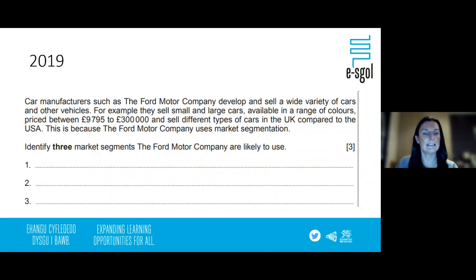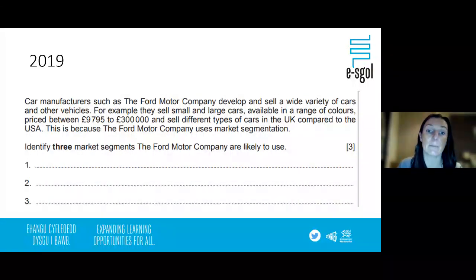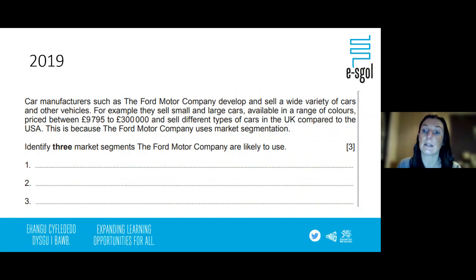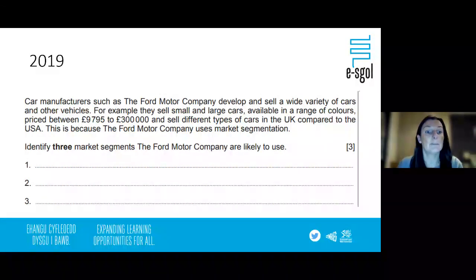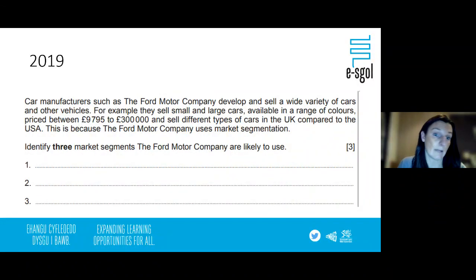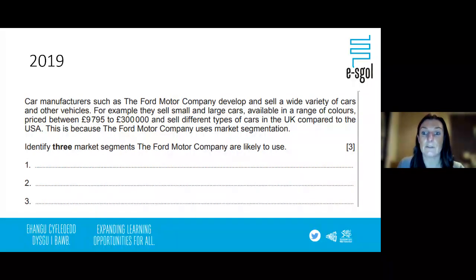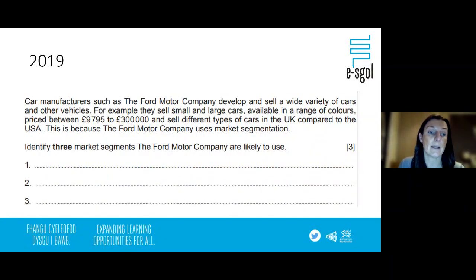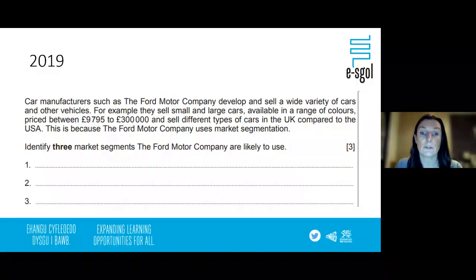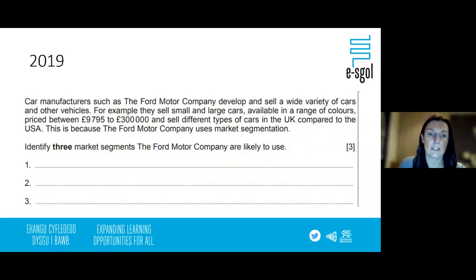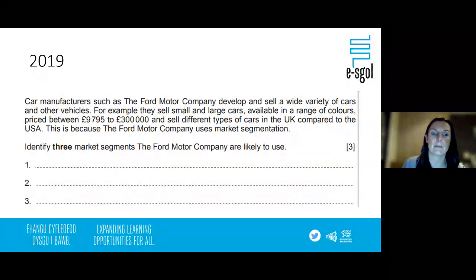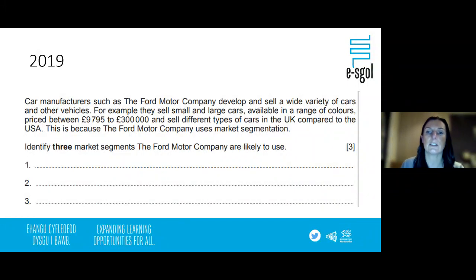In 2019, looking at sort of market segmentation. Okay, so this car manufacturers such as the Ford Motor Company develop and sell a wide variety of cars and other vehicles. For example, they sell small and large cars available in a range of colours, priced between 9,000 to 300,000, and sell different types of cars in the UK compared to the USA. This is because Ford Motor Company uses market segmentation. So identify 3 market segments the Ford company are likely to use.